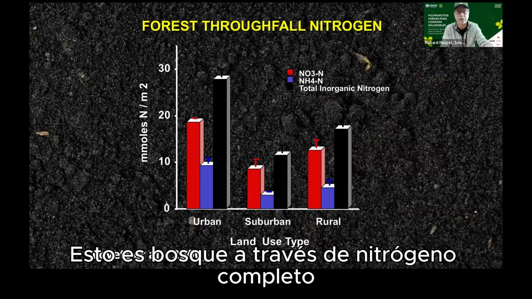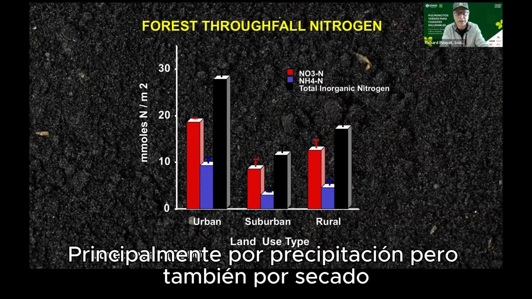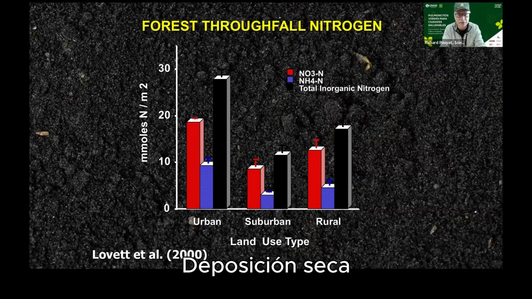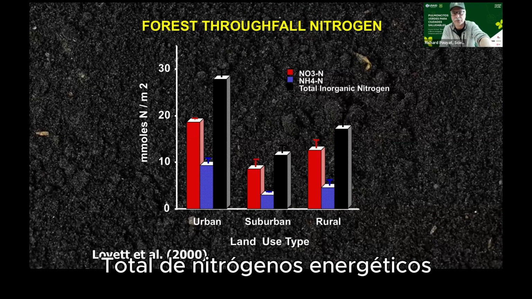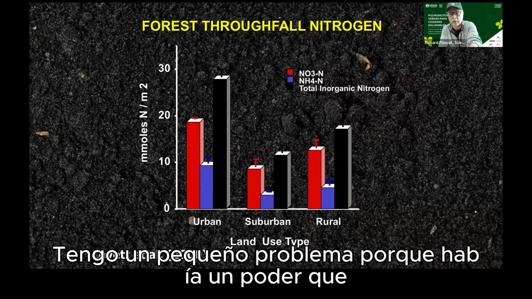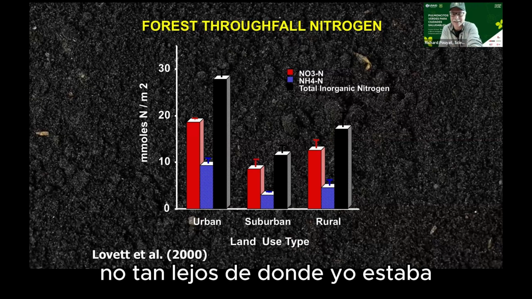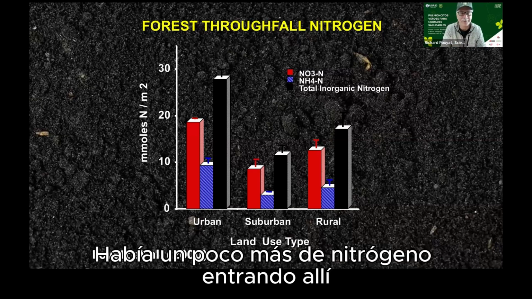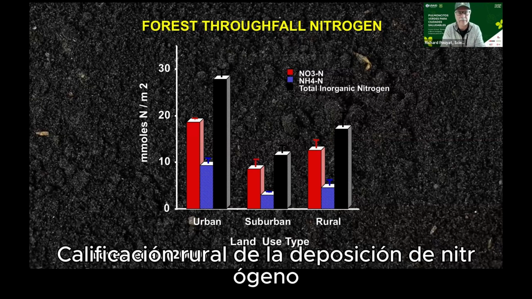This is forest throughfall nitrogen. So nitrogen coming from the atmosphere into a forest, mostly by precipitation, but also by dry deposition. And you can see in the urban, total inorganic nitrogen is a lot higher than the suburban and the rural. That rural got a little blip because there was a power plant not far from some of my sites. I didn't know this. And so there was a little bit more nitrogen coming in there than in the suburban. So you can see that there's this urban-rural gradient of nitrogen deposition.